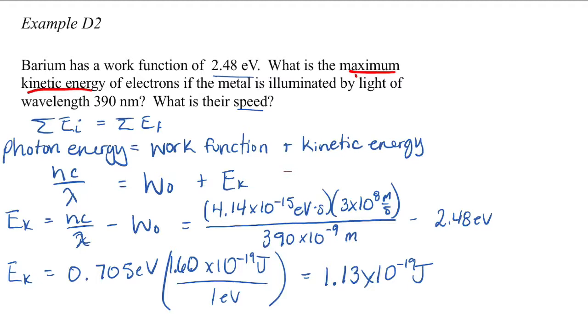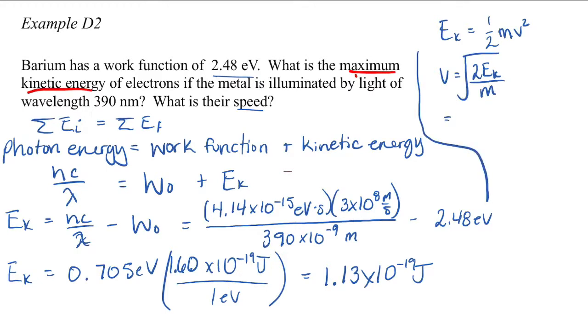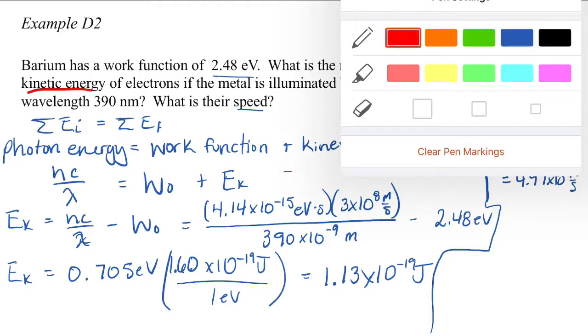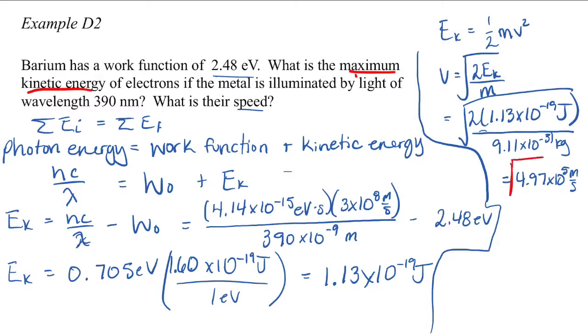So now that we have that in joules, and we need that to be in joules if you want to get speed, I can go up and calculate the velocity, because we know kinetic energy is equal to 1/2 mv squared. So we're going to solve for the velocity here, which would be 2 times the kinetic energy divided by m, all square rooted. And when we do that, we get 4.97 times 10 to the 5 meters per second. Okay, so there we go. We found the speed of this ejected electron right there.